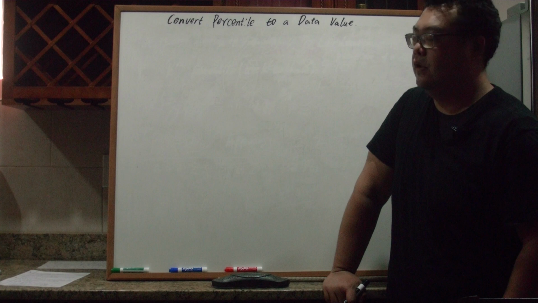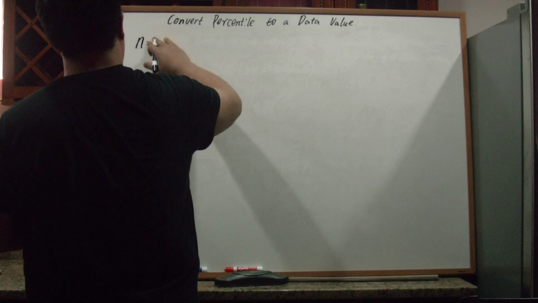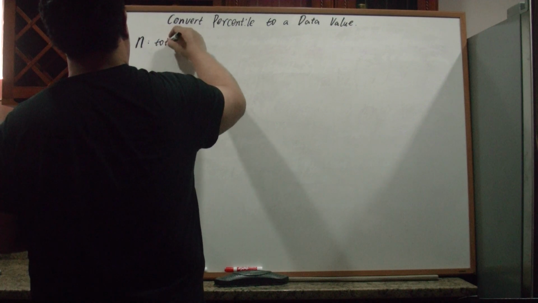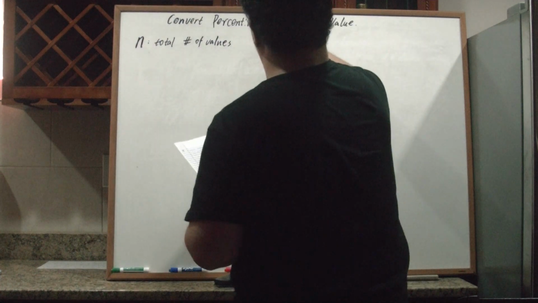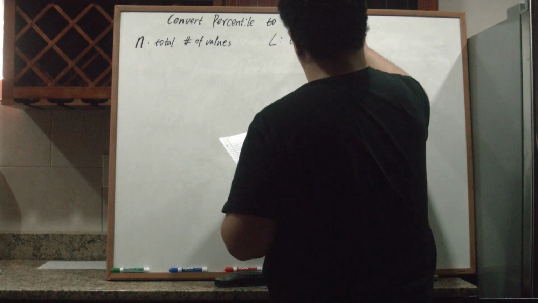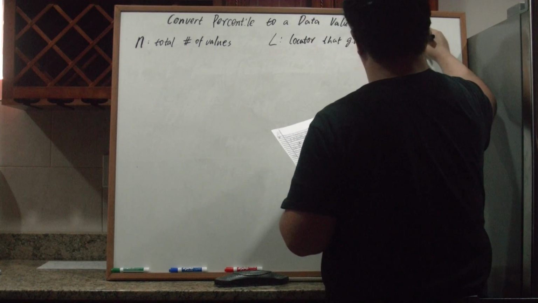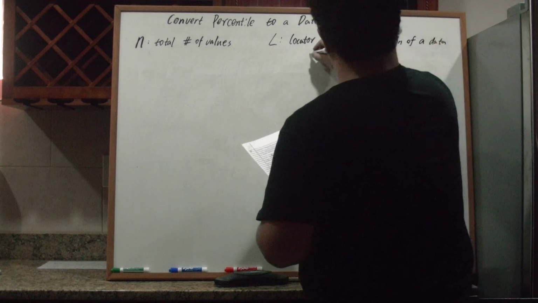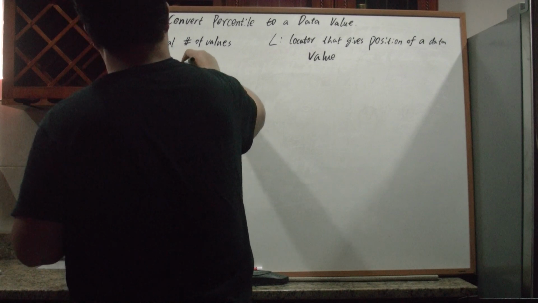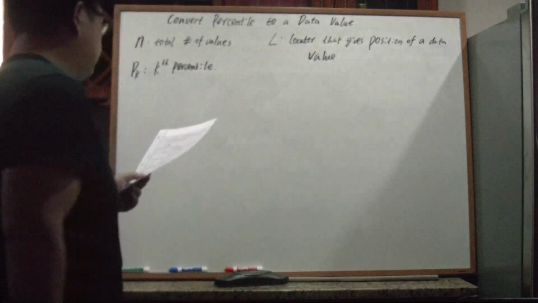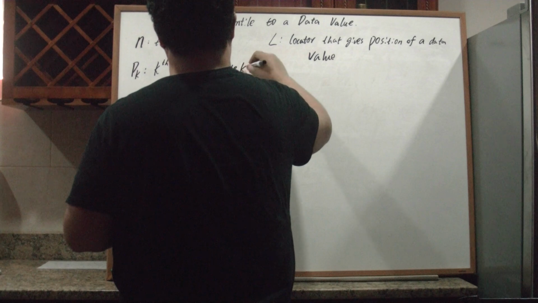In this video, we're going to discuss finding the data value for a percentile using our formula. A couple of things we need to know. N is the total number of values, L is the locator, and Pk, P sub k, is the kth percentile, and we use the k to locate.